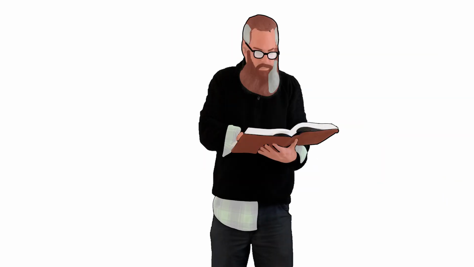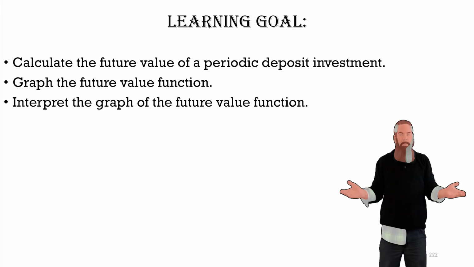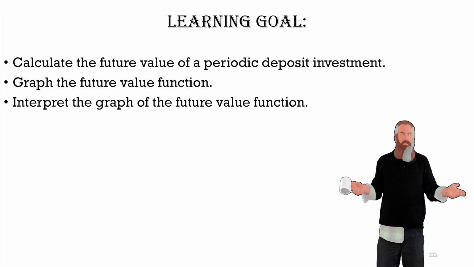Here, we're going to learn how to calculate the balance in an account in which periodic investments have been made at a given compound interest rate. Now, let's calculate the future value of a periodic deposit investment.